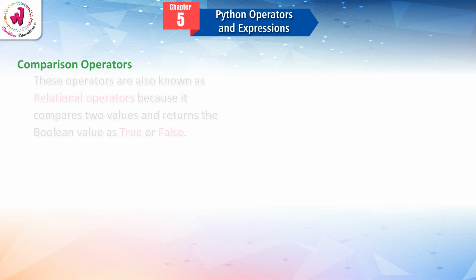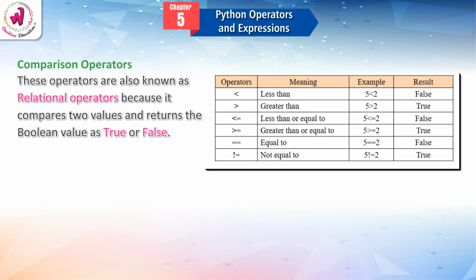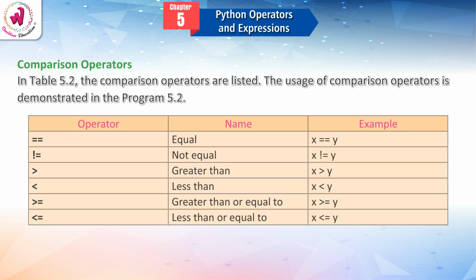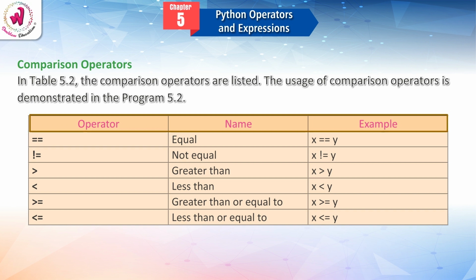Comparison operators. These operators are also known as relational operators because they compare two values and return the Boolean value true or false. In Table 5.2, the comparison operators are listed. The usage of comparison operators is demonstrated in Program 5.2.